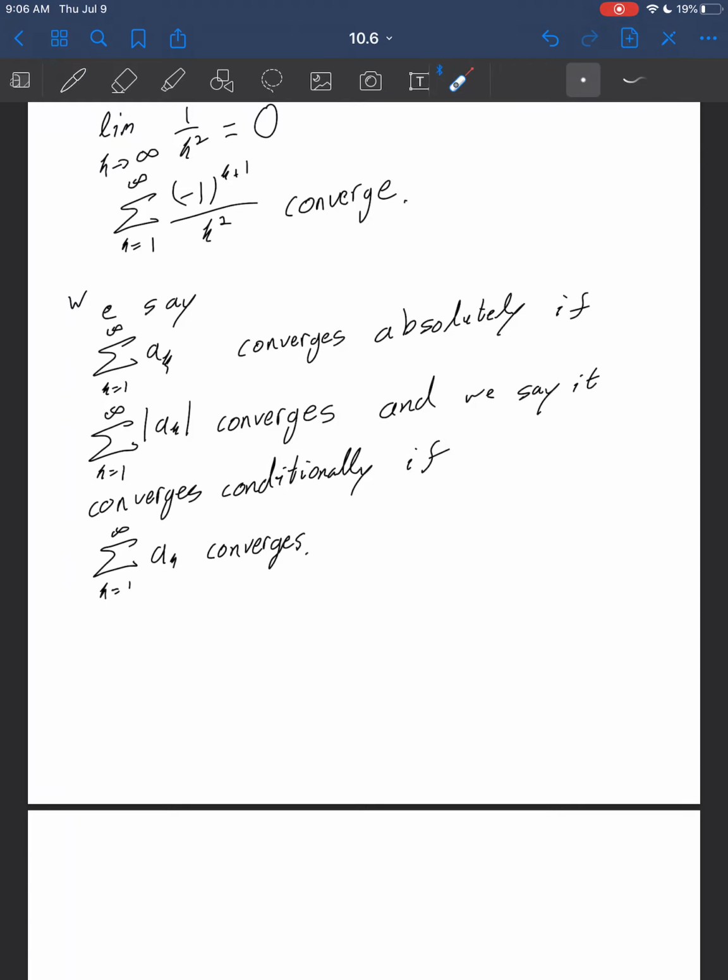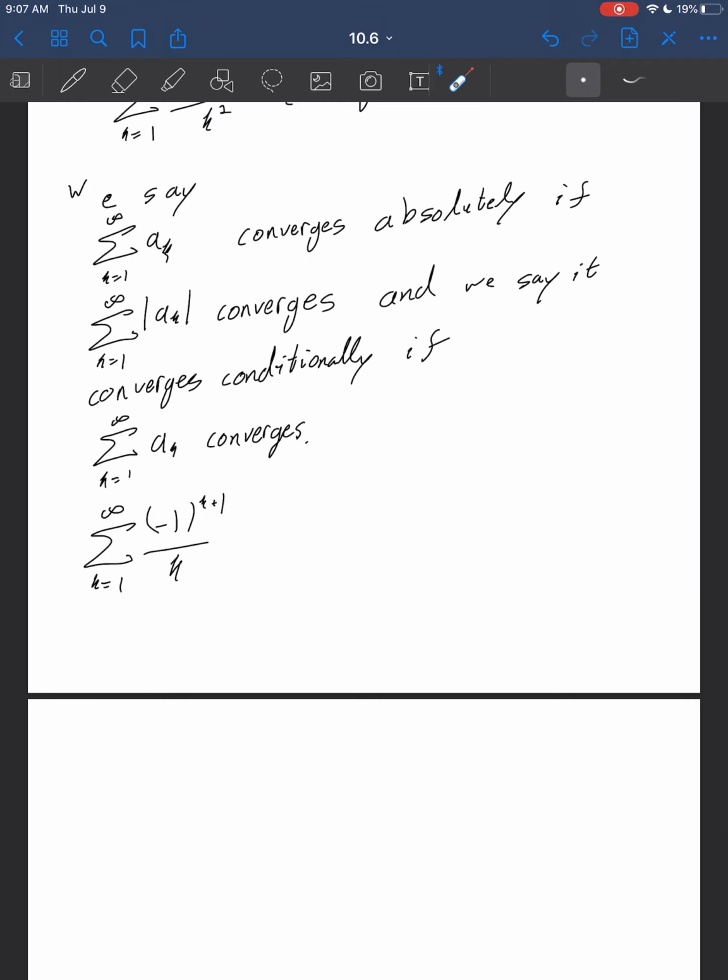So from the examples above, right, we have the sum from k equals 1 to infinity of negative 1 to the k plus 1 over k. Well, if we take absolute values here, we would get 1 over k. And we know this is going to diverge from our p-series test. It's the harmonic series. It's always going to diverge. So it doesn't converge absolutely. However, we know this series does converge, and so it converges conditionally.